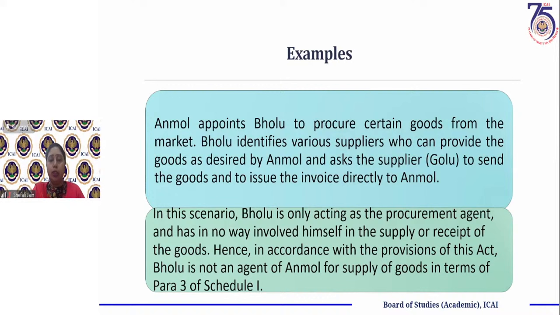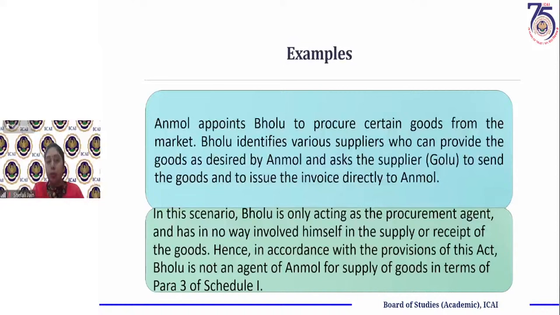So Anmol has appointed Bholu as his agent, and Bholu has to procure the goods from the market for Anmol. Bholu has identified various sellers who can sell the goods to Anmol, and he asks the supplier, that is Golu, the ultimate supplier, to send the goods to Anmol and issue the invoice directly to Anmol. So Golu is not issuing the invoice in his own name.